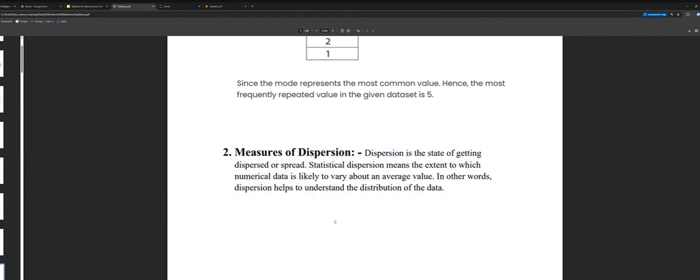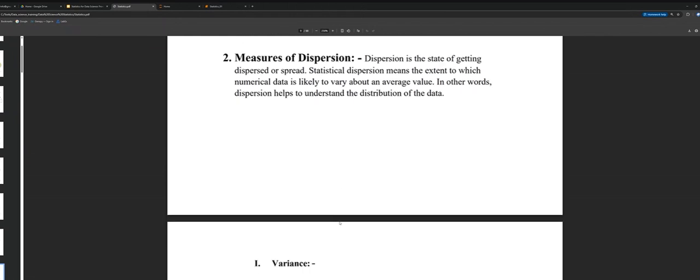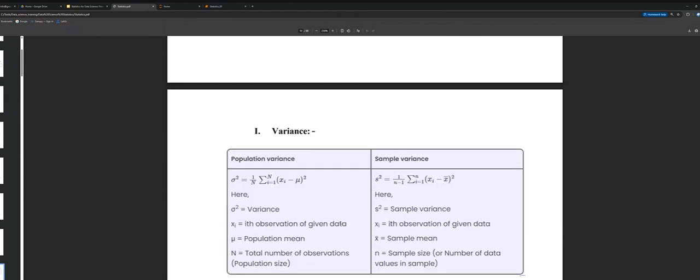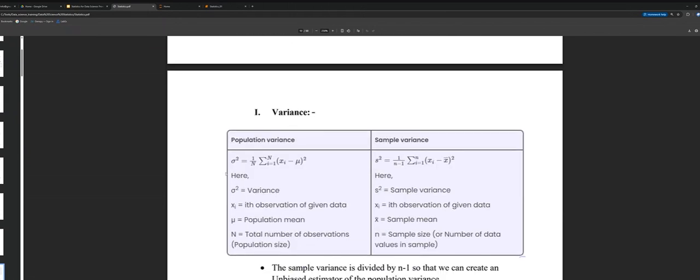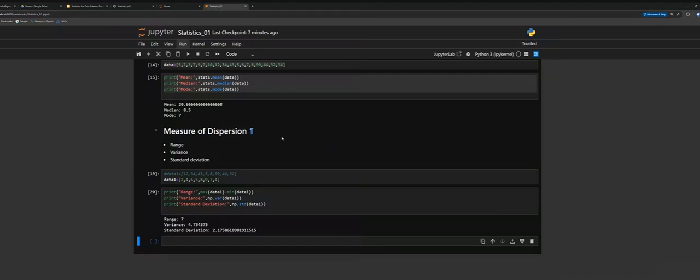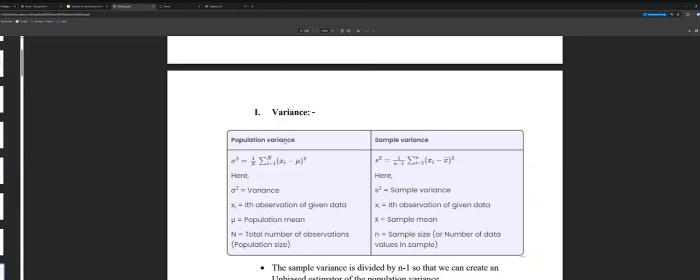I'm going to share this, guys. This is just a handy refresher where you can refresh your knowledge. Variance, this is the formula. But in here we just use np.var, so internally it does the calculation something like this.